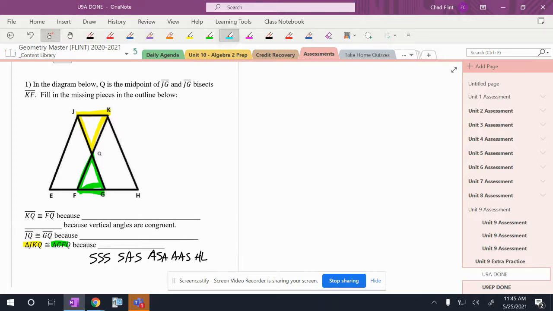So it says that JG has a midpoint. So JG is this side right here. It says it has a midpoint. That's those two. So that's JQ and GQ because midpoint makes 2 equal parts.